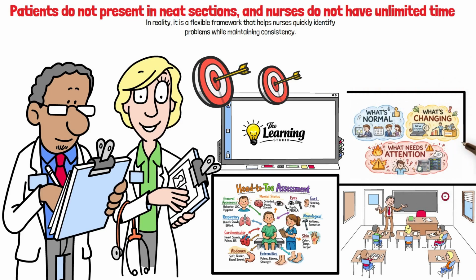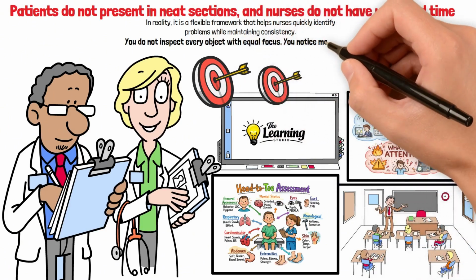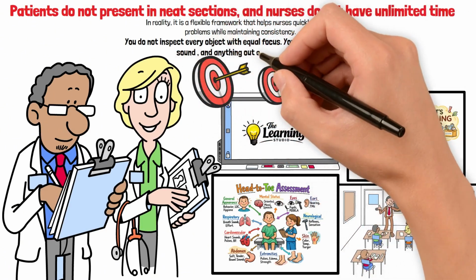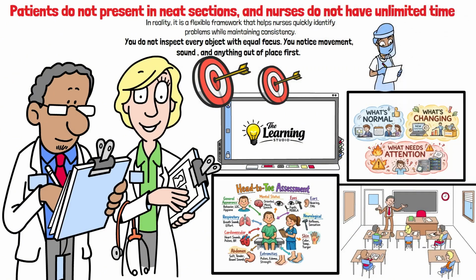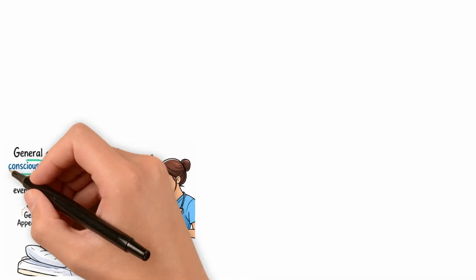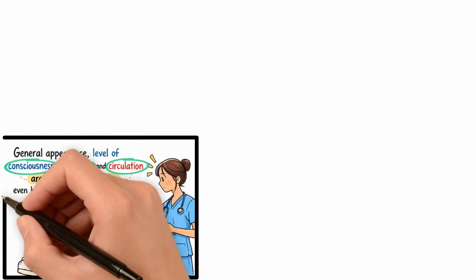Think of head-to-toe assessment like scanning a room when you enter it. You do not inspect every object with equal focus. You notice movement, sound, and anything out of place first. Nursing assessment works the same way. General appearance, level of consciousness, breathing, and circulation are noticed immediately, even before hands-on examination begins.